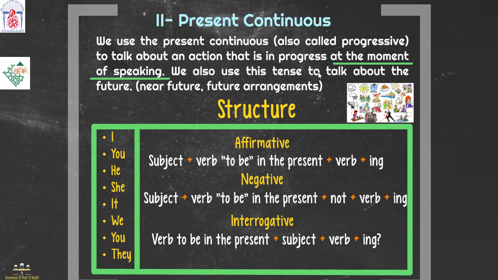We also use this tense to talk about the future. As I mentioned before again, we use the present continuous to talk about the future when we want to talk about near future actions or future arrangements. The example that I gave you is I'm visiting my family tomorrow, right? Now this is a near future event and I can use the present continuous to talk about it.